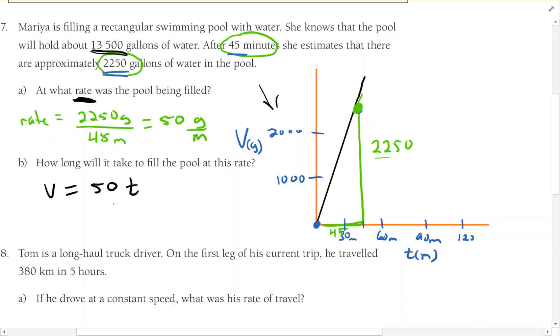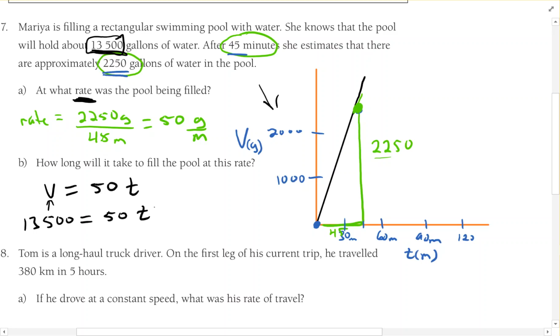Okay. But now this says how long will it take to fill the pool at this rate. So all we need to do now is, to fill the pool, replace V with how much the pool would be filled. And that's going to be 13,500 gallons. So 13,500 is equal to 50 times t. And we're looking for t.